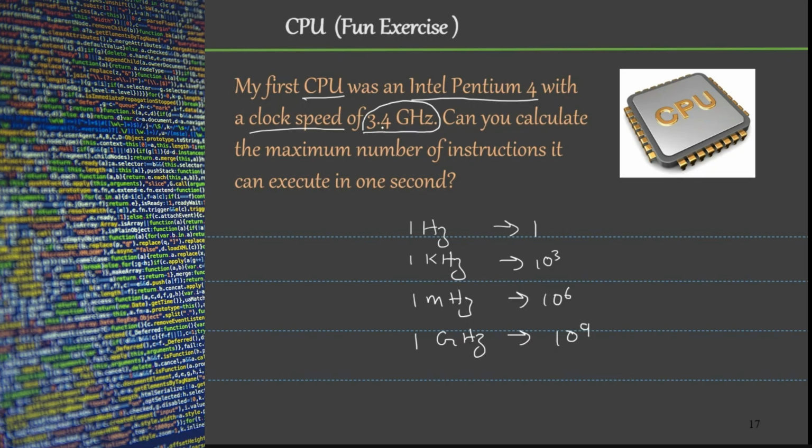Then it is not 1 gigahertz, it is 3.4 gigahertz. So I need to multiply it by 3.4 into 10 to the power 9, and this figure 10 to the power 9 is a billion. For million we have 10 to the power 6. So how many instructions can my old CPU execute in 1 second? 3.4 into 10 to the power 9, 3.4 billion instructions it can execute in 1 second. See the speed of the CPU. You will be amazed by modern CPUs, and even by our older CPUs also.